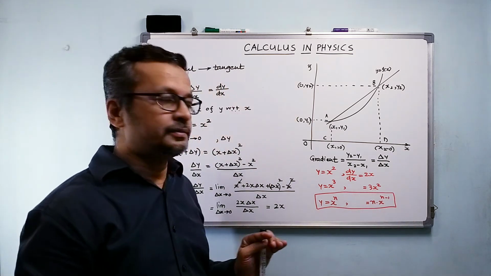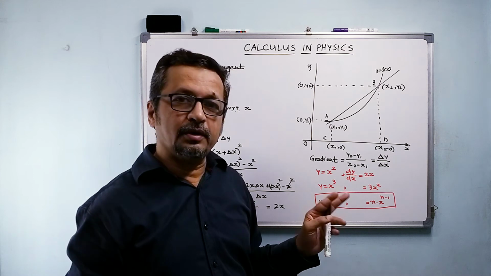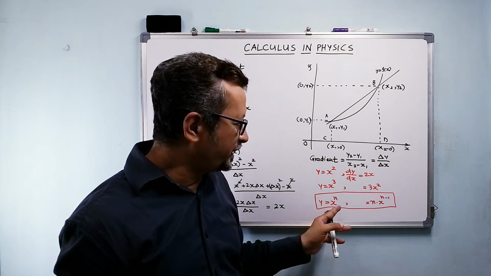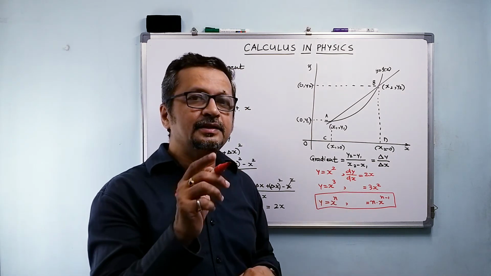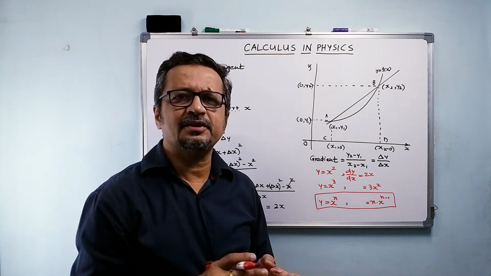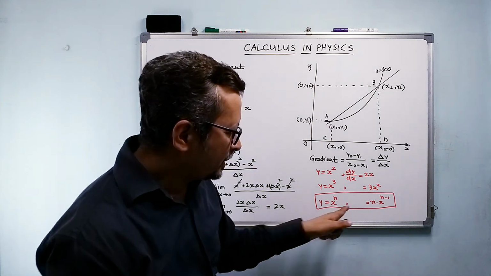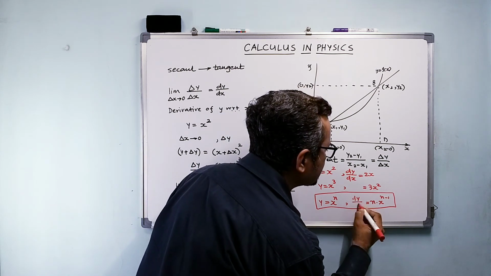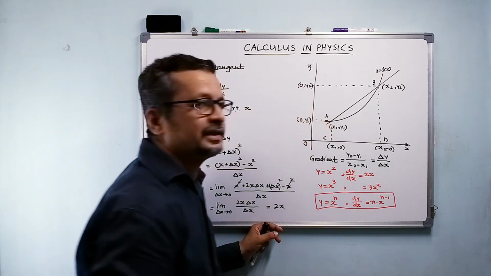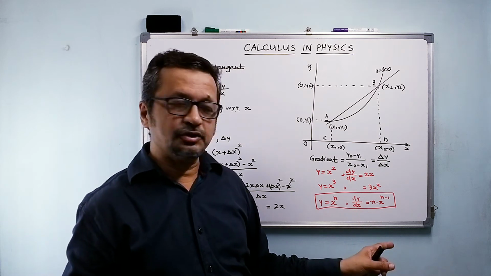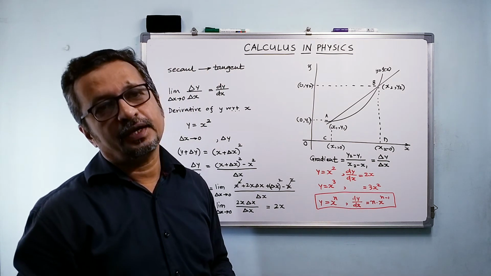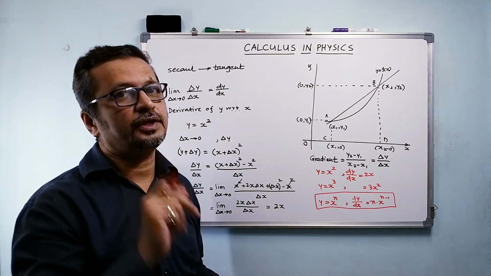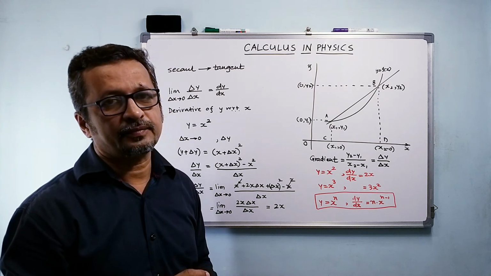For any algebraic function, y is equal to x raised to power n, where n is a real number, I can say that dy by dx, the derivative of that, is n into x raised to power n minus 1. So that is how we generalize that.